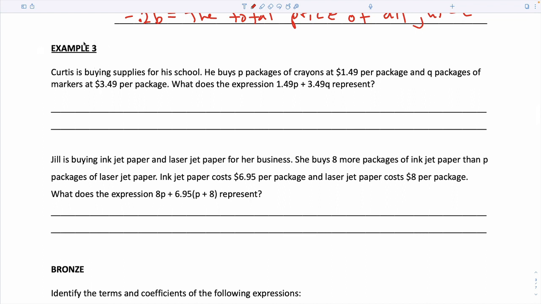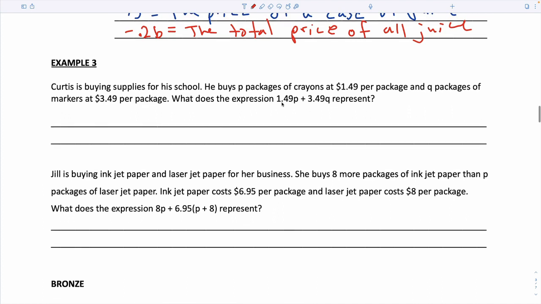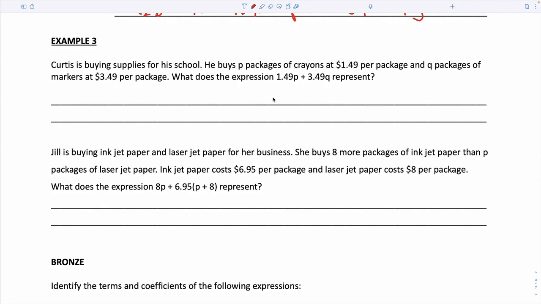You try example 3 right now on your own. When you think you have both scenarios written down, oh, this one's asking something different. Yeah. Okay. You could still do this one on your own. Just tell me what the whole expression means. You don't need to tell me what each term means. What does that mean?